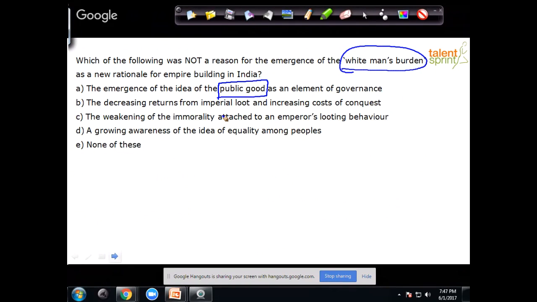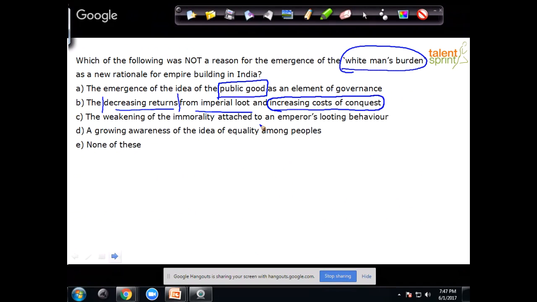because they are looting other countries. Basically it's talking about the British invading India and trying to dominate us, right? So when they are trying to do that, it is only increasing costs for them. The cost of conquest is increasing because they are trying to loot us. So they're not making any profits. They're decreasing returns. Keep that in mind. These are all clue phrases from the options.